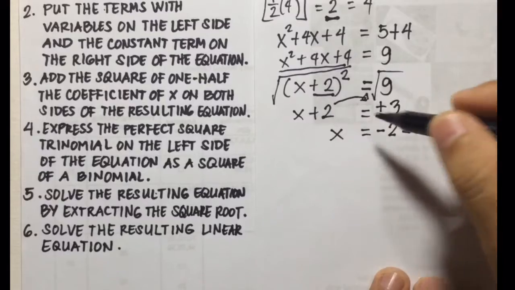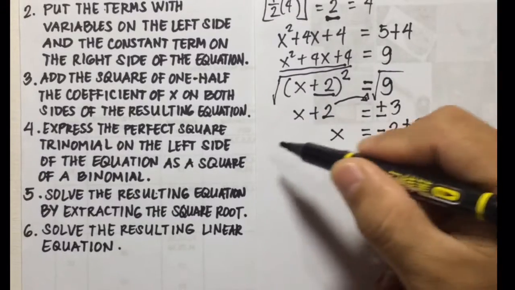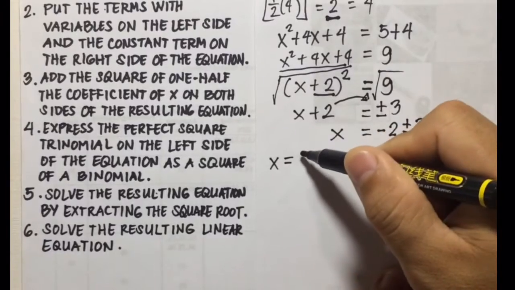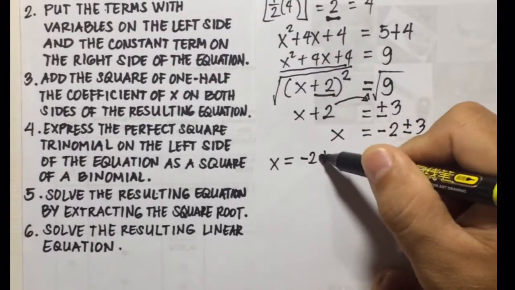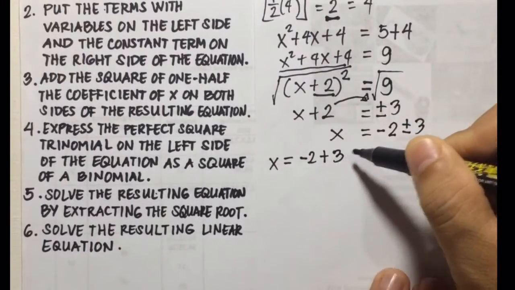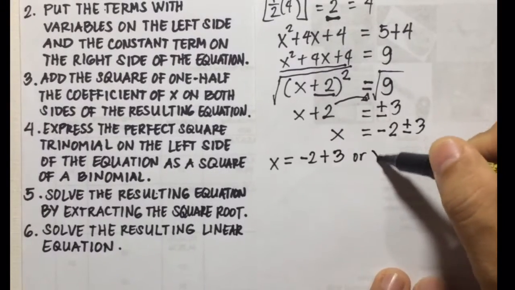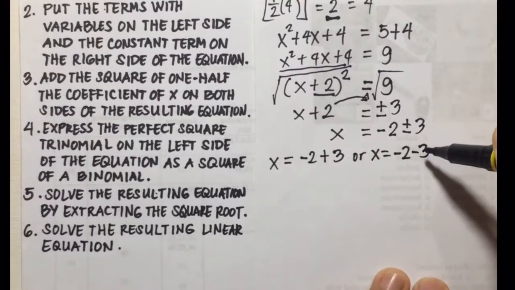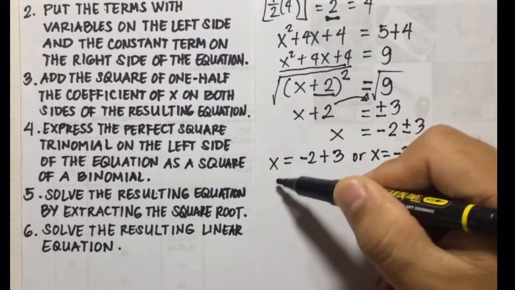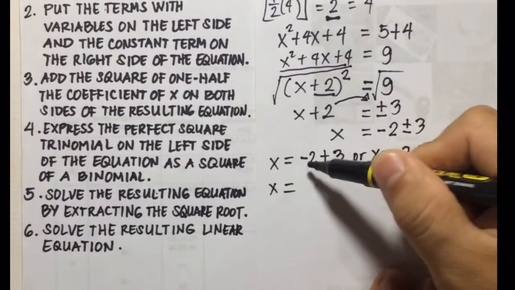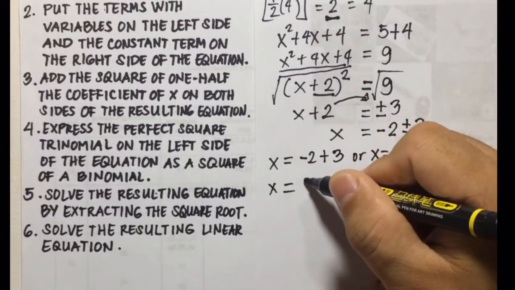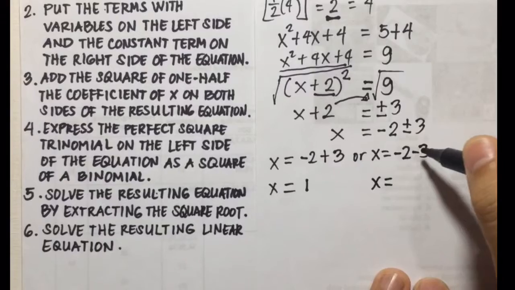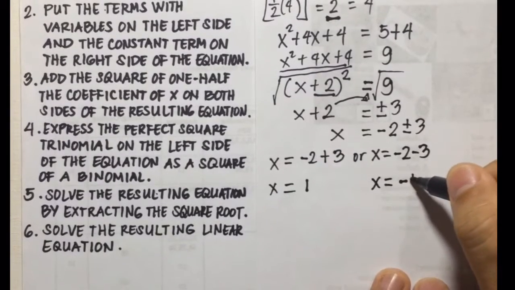So in here we're going to have two answers. We have x equals negative 2 plus 3 or x equals negative 2 minus 3. Then x here will be equal to negative 2 plus 3, that will be 1, or x here will be equal to negative 2 minus 3, negative 5.